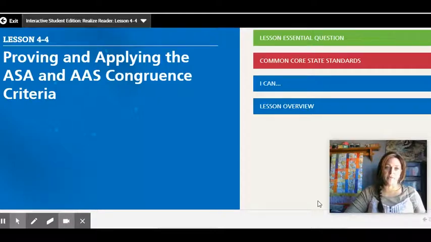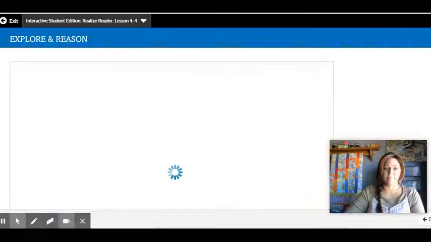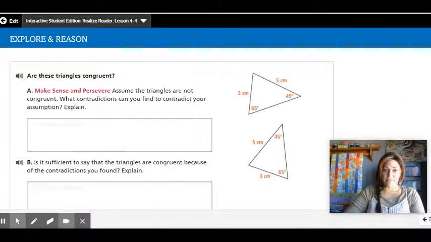Lesson 4.4, Proving and Applying the ASA and AAS Congruence Criteria. This is very similar to the previous lesson.